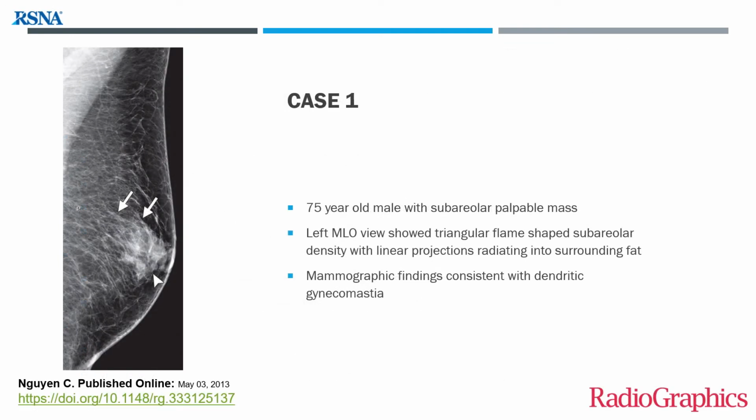For case 1, we have a 75-year-old male with a subareolar palpable mass. The left MLO view shows a triangular flame-shaped subareolar density with linear projections radiating into the surrounding fat. These are very classic mammographic findings for dendritic gynecomastia.